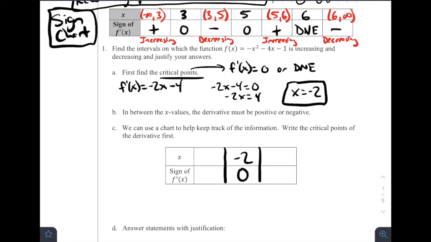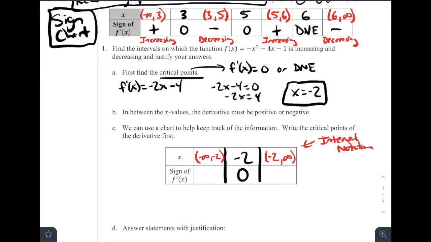What I want to then do is identify the other parts of my domain. So I want all of the numbers that are less than negative 2, going from negative infinity all the way up to negative 2. And then all the numbers bigger than negative 2, so negative 2 all the way up to positive infinity. Again, we're representing these using interval notation, which is not the same thing as coordinates, but that's super useful for us to notice.